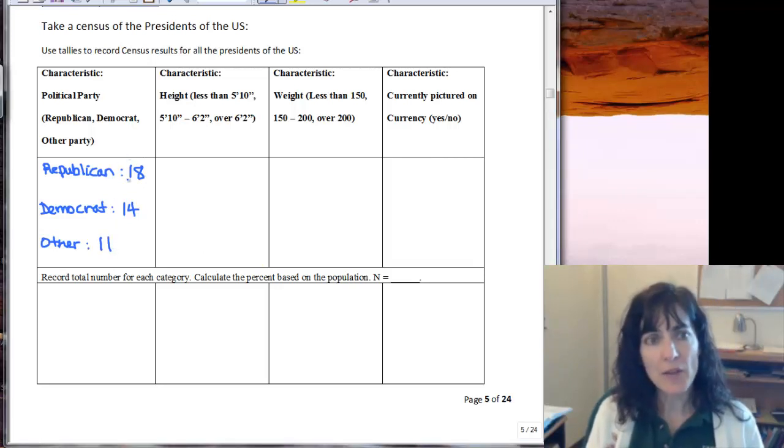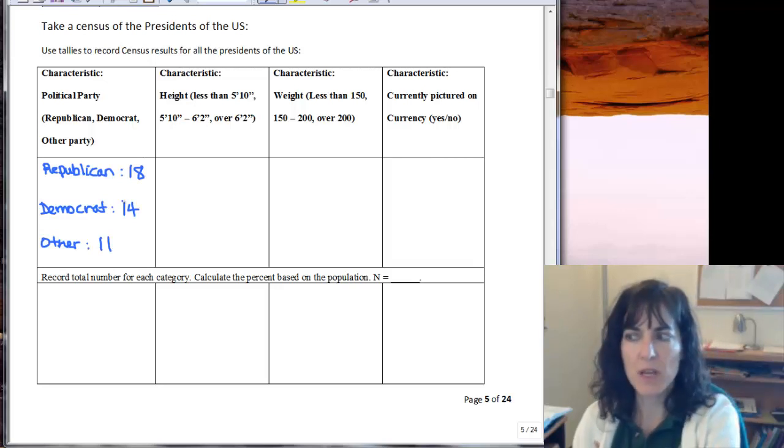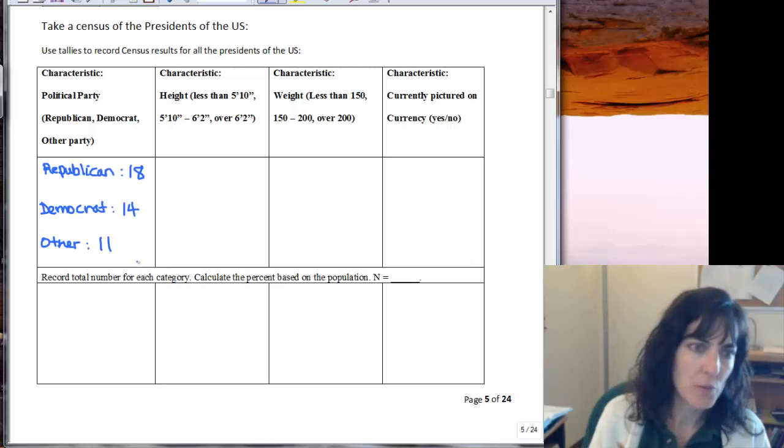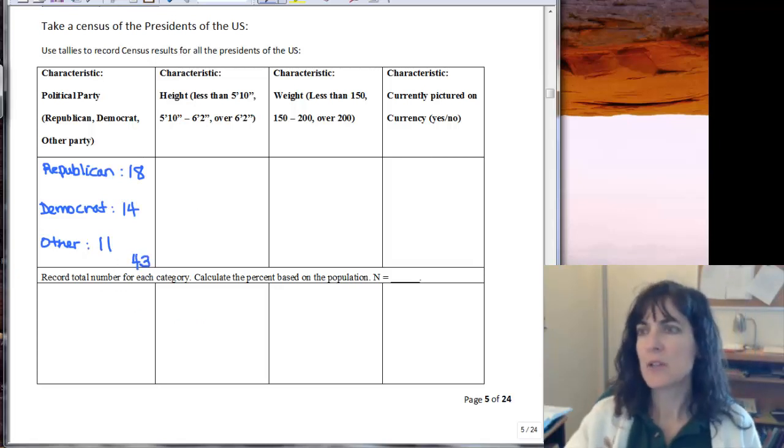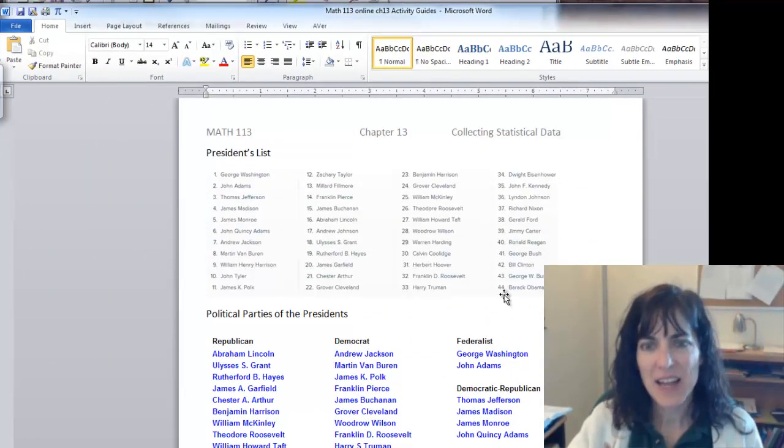Now I do want to add those up, so I can just use my calculator and take 18 plus 14 plus 11, and I get 43. So I'm wondering if I have had 43 presidents. So back to my list again, and it looks like I have 44. So I seem to be missing a president.